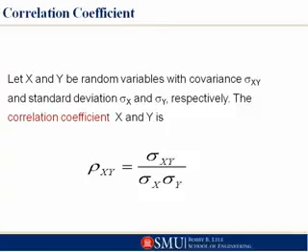Okay, so with this covariance, we turn our attention to something called the correlation coefficient. So here is what we're working with. We have two random variables, x and y, with a covariance, sigma xy, and standard deviations, sigma x, sigma y, respectively. Then the correlation coefficient of x and y is typically written with this rho subscript xy, and it's the covariance divided by the product of the standard deviation of x and the standard deviation of y.